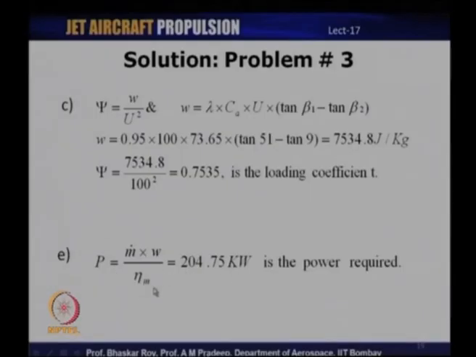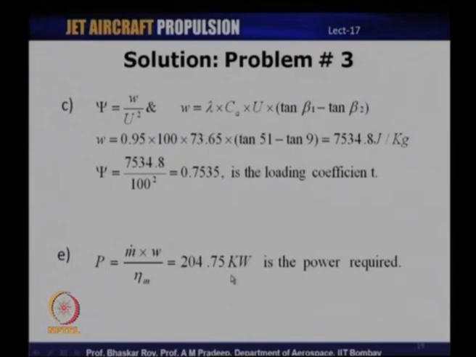We are dividing by mechanical efficiency because mechanical efficiency represents the loss of power which has occurred while the power was being transferred to the compressor. That means the compressor will require so much power extra to overcome the mechanical losses, and therefore mechanical efficiency indicates losses in transmission from the turbine to the compressor. So, which is why the power required has been divided by mechanical efficiency. So, this is 204.75 kilowatts. So, this is the power required to drive this compressor.